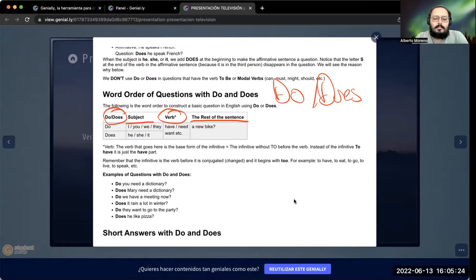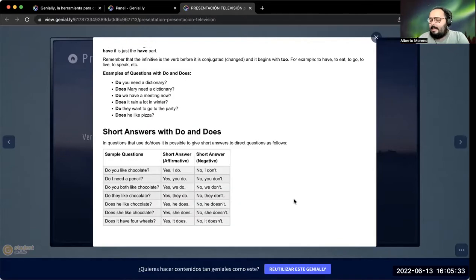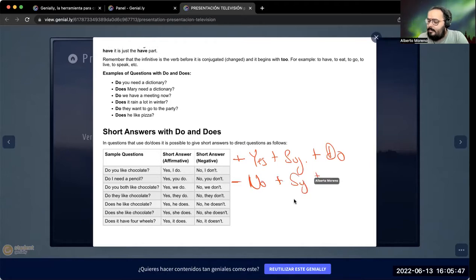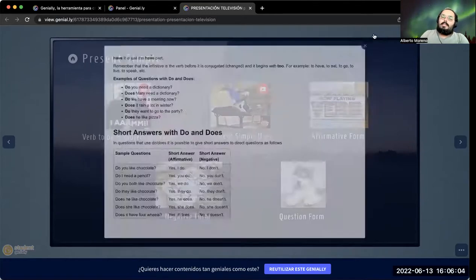Ahora, otra cosa importante aquí es que este tipo de preguntas nos arrojan respuestas de sí y de no. Y estas respuestas se constituyen de las siguientes estructuras. Si es afirmativa, es yes, más el sujeto, más el do. Si es negativa, pues es no, más el sujeto, más don't. Puede aquí ser does, y puede ser doesn't. Cualquiera de estas opciones. ¿Dudas, preguntas hasta aquí? Antes de continuar con el siguiente tema.